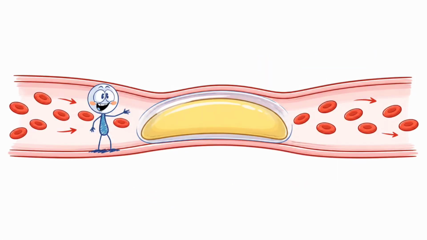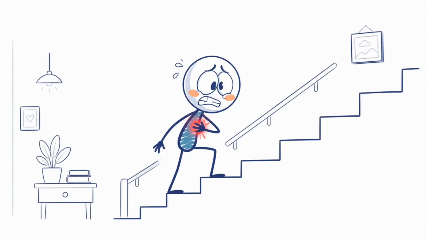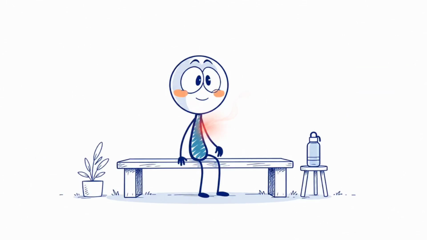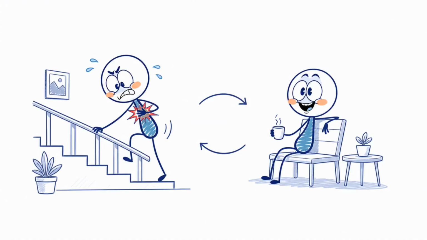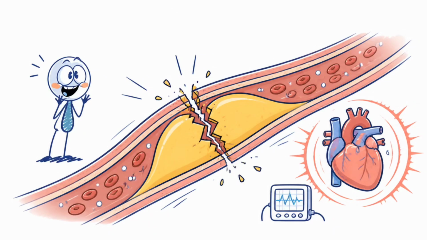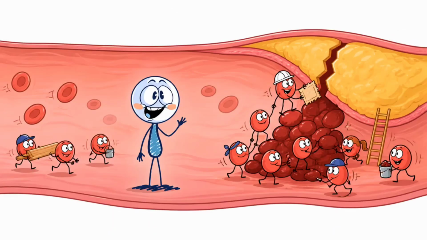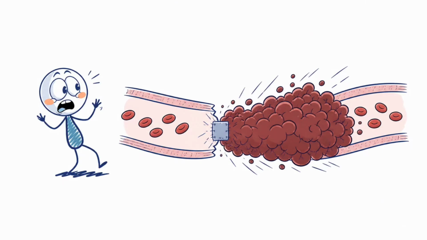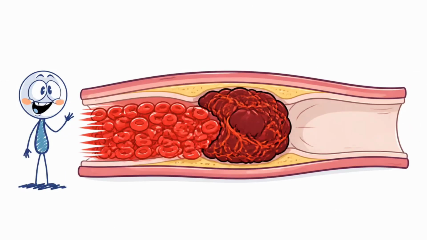If the plaque is stable, a person might first experience chest pain only upon physical exertion, such as climbing stairs, which disappears with rest. This predictable pattern is known as stable angina. However, most heart attacks happen suddenly when a stable plaque unexpectedly ruptures. The body attempts to heal this rupture by forming a blood clot. Unfortunately, this protective response backfires because the clot forms rapidly and can completely seal off the artery.